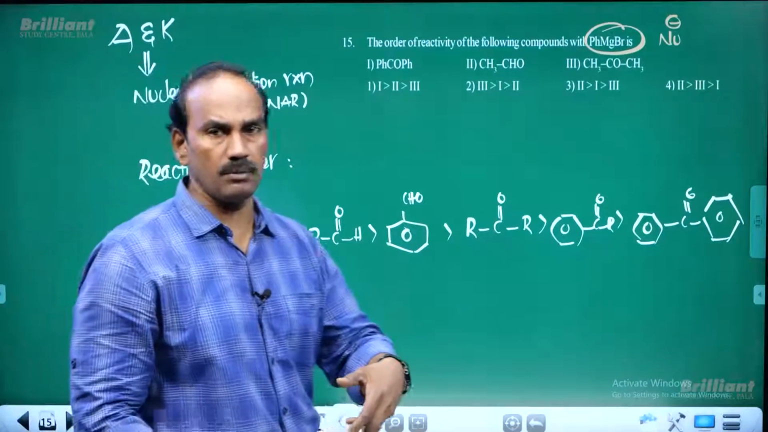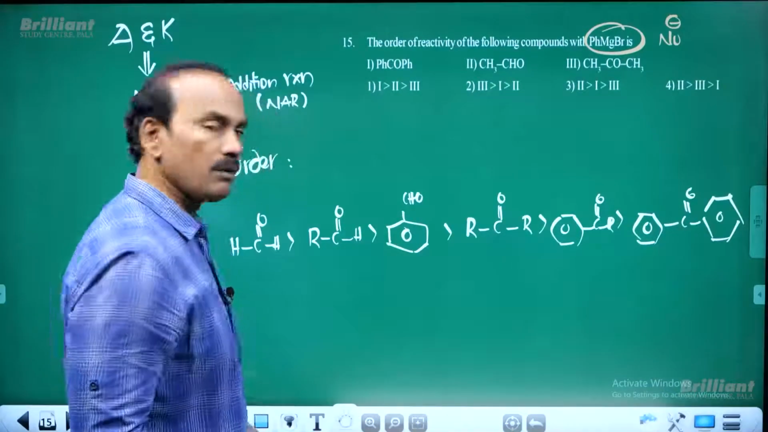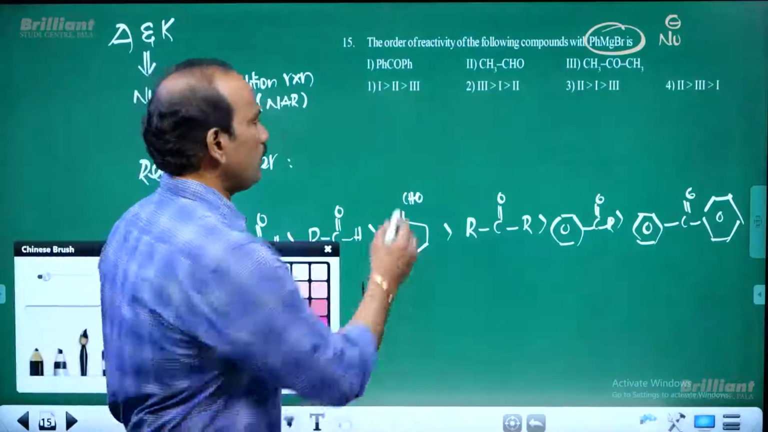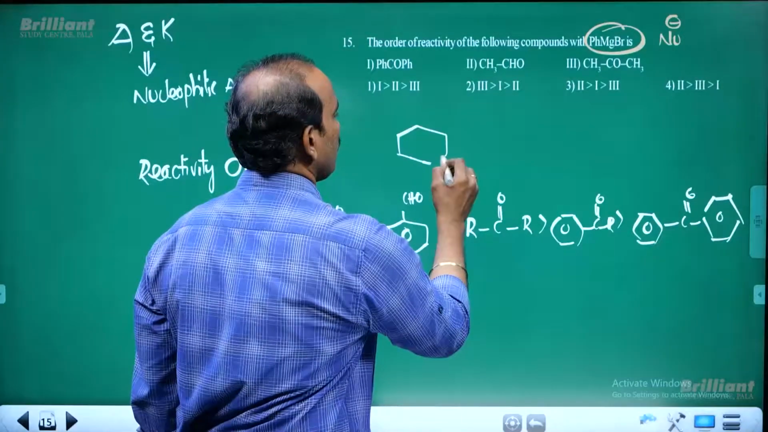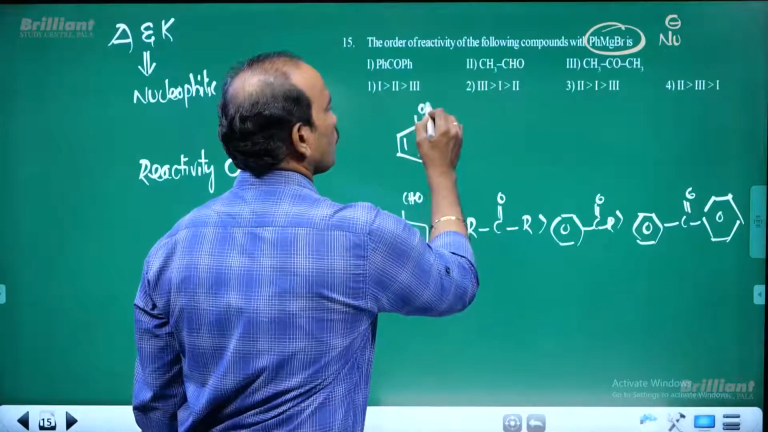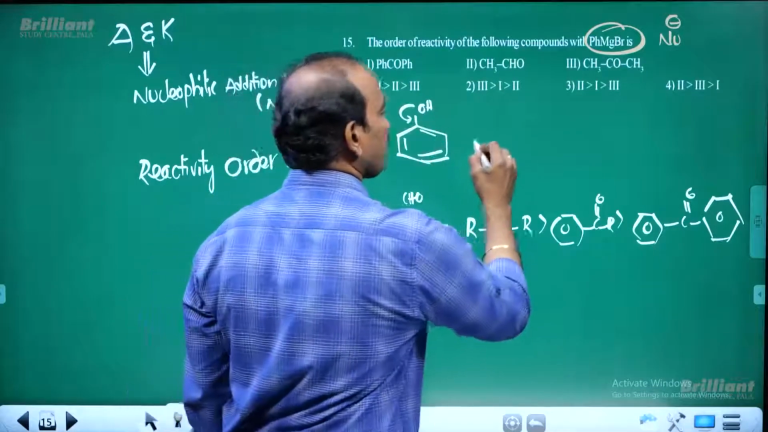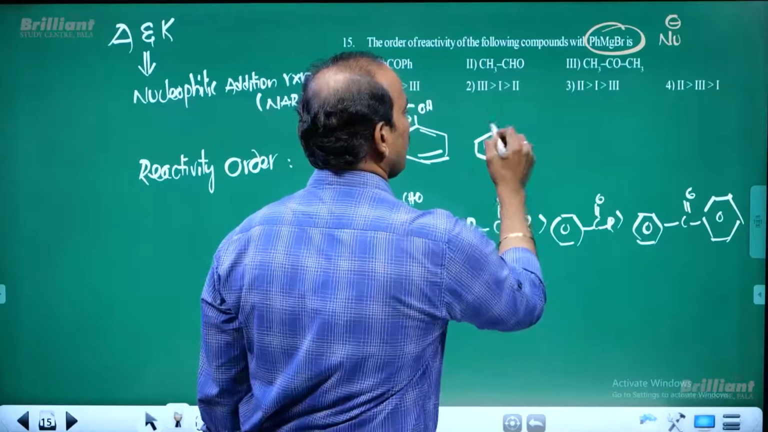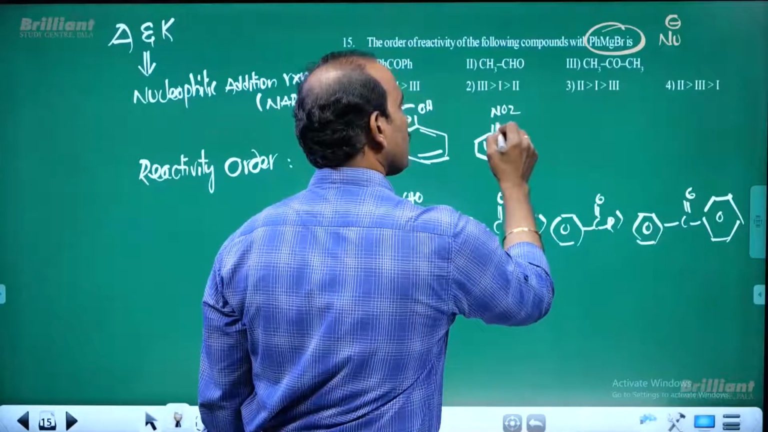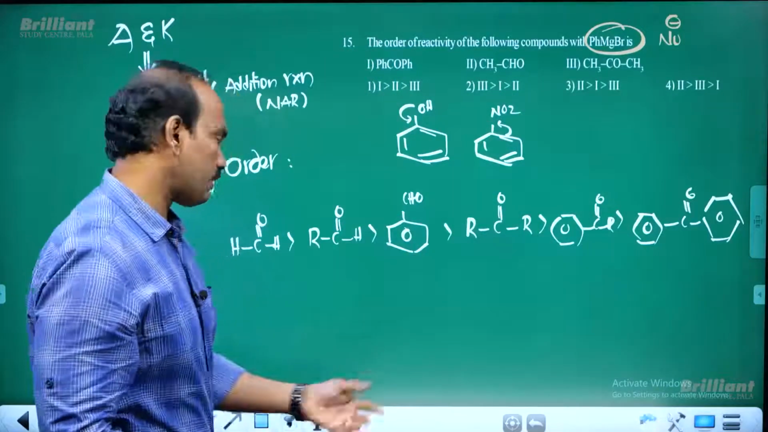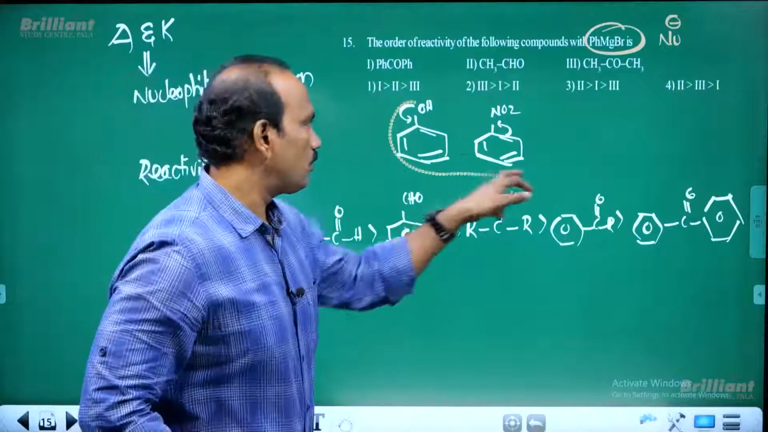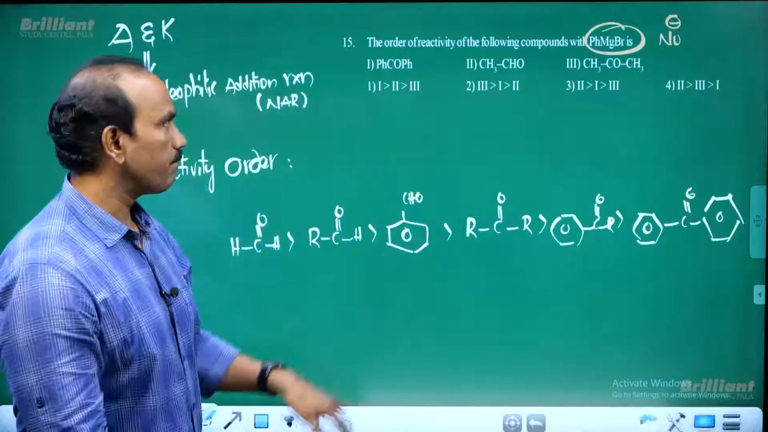The benzene ring is able to accept and able to donate. For suppose here an OH group is there, it donates. Here an NO2 group is there, it withdraws. That's why it depends upon the conditions. So, okay. So, what is the order?